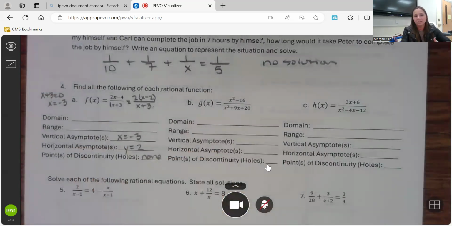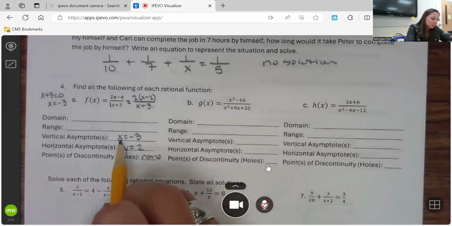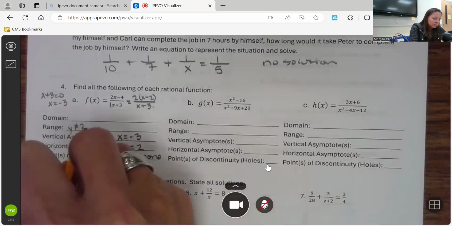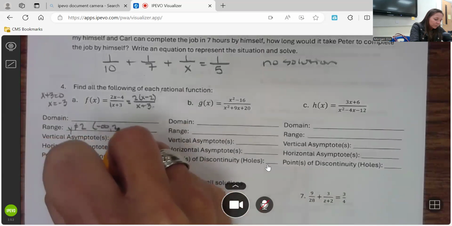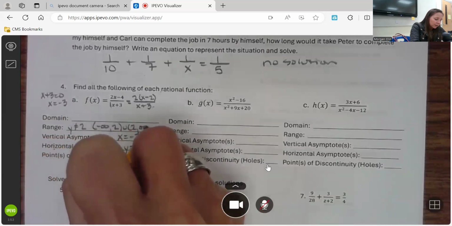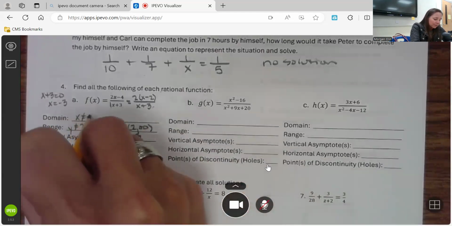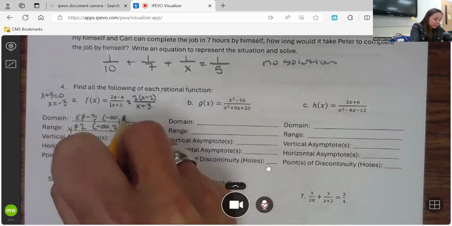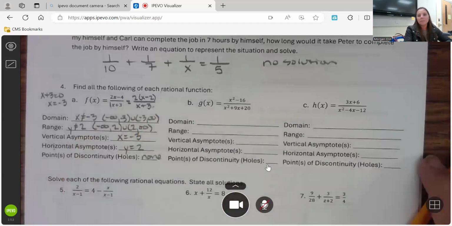Now, as far as our range, it goes along with the horizontal and vertical asymptotes. Make sure you write x equals with vertical and y equals with horizontal. The range deals with y. Basically, the range can't be 2. In interval notation, it'd be -infinity to 2, and then 2 to infinity. For the domain, x can't be -3, so I would write -infinity to -3, and then -3 to infinity, like that.